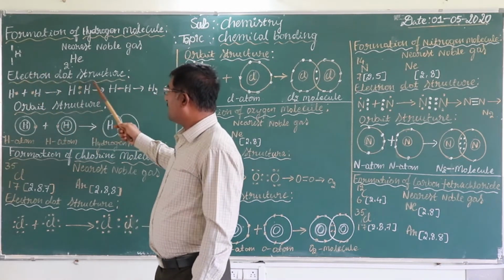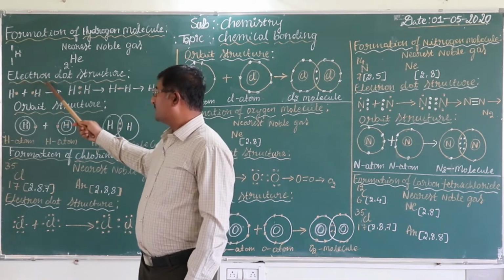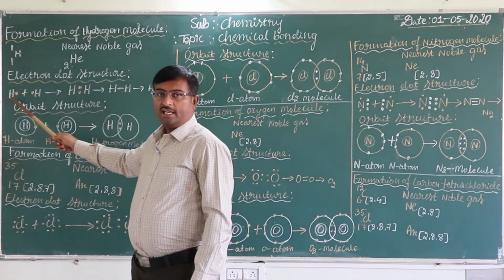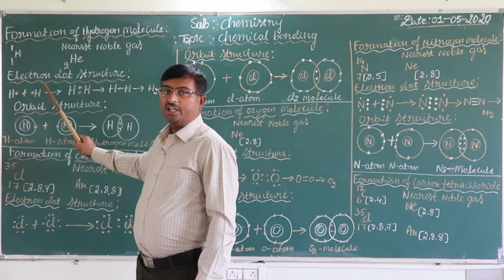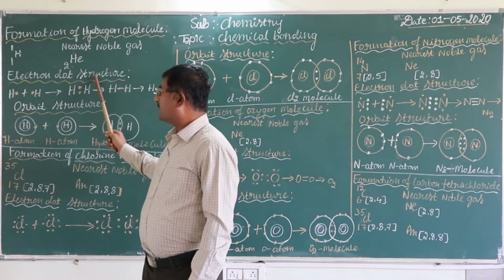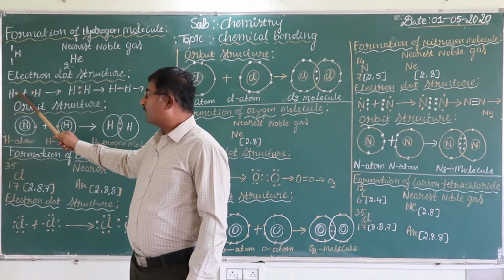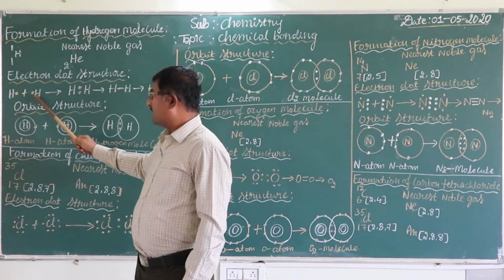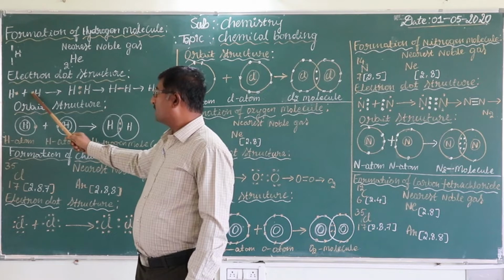Now next we will see electron dot structure. Already I explained electron dot structure. Electron dot structure means that electrons we are indicating by writing dots. That's why we call it electron dot structure. Hydrogen has 1 electron, so 1 dot we write. This hydrogen atom has one electron, so 1 dot we write.